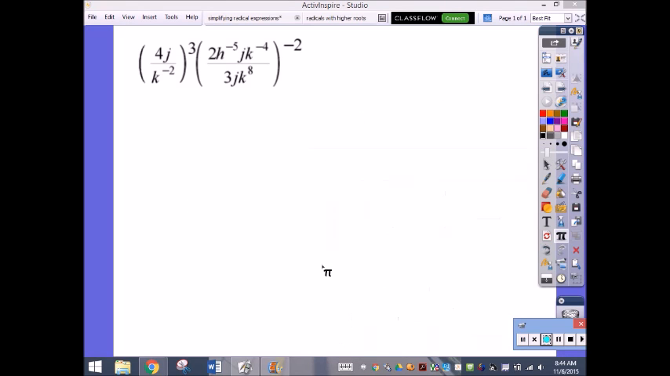So the last problem we have here, first thing we're going to do is apply these exponents outside of the parentheses to everything inside the parentheses. And then after we do that, we'll look at what we can simplify within each quotient and then put it all together. So to start with, I'm going to apply this exponent of 3 to everything in this quotient and this exponent of negative 2 to everything in this quotient.